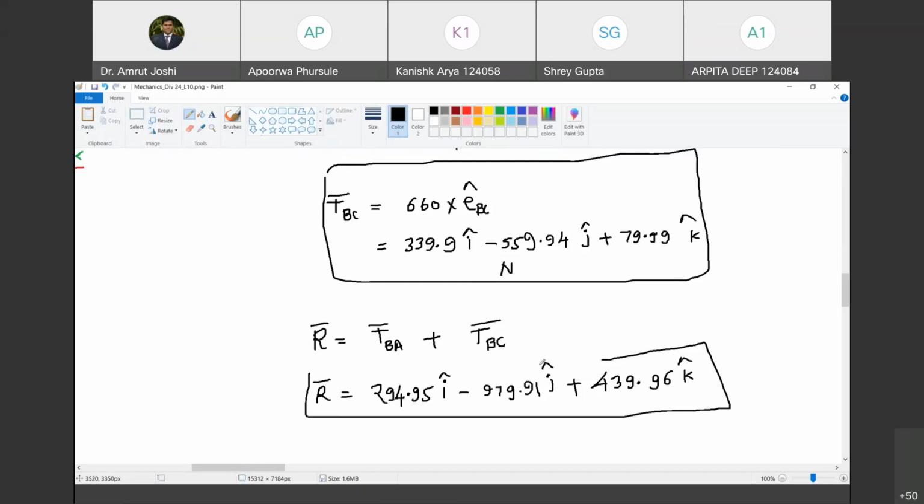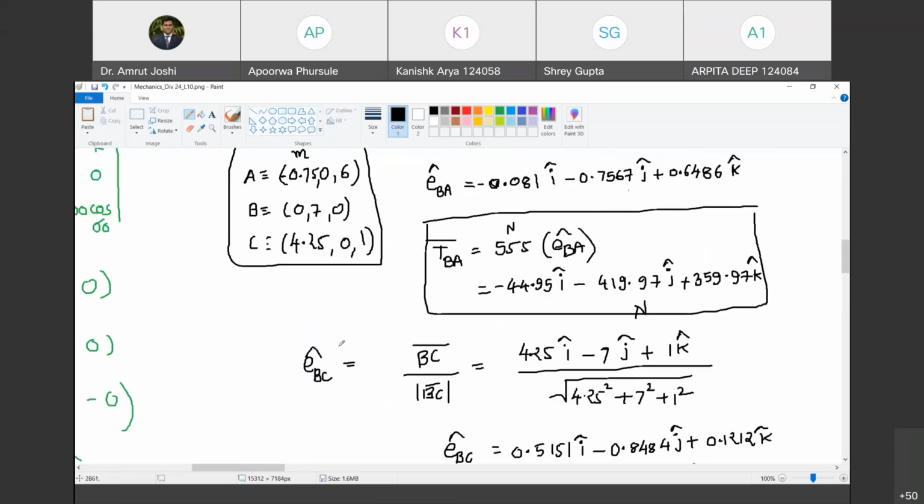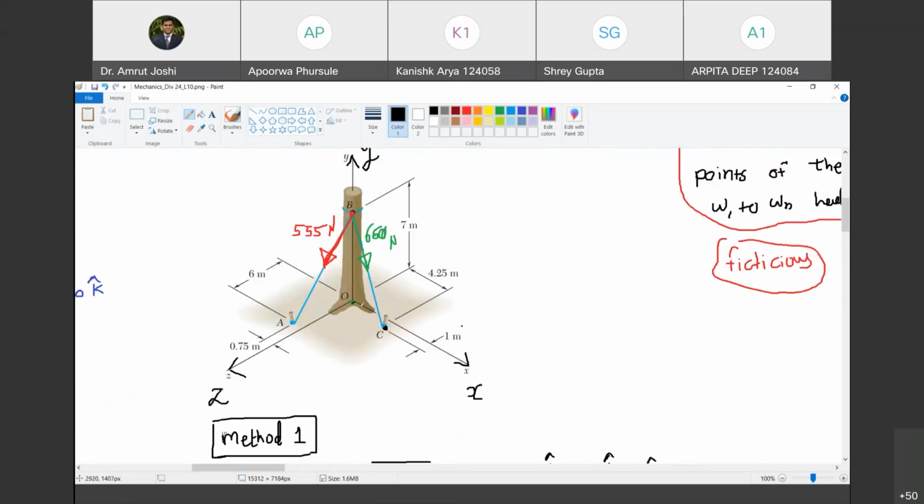We have to take moment of this R bar about which point? Tell me. About O point. Are you with me? Yes, sir. So let me draw that R bar. That R bar will look something like this. Happy? And it is acting at point B. We have to take its moment about O.